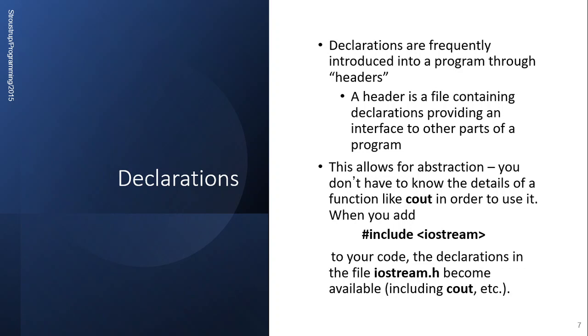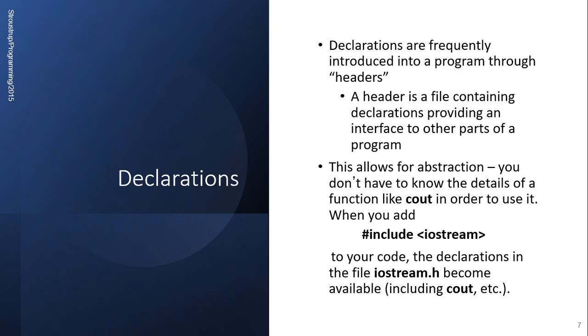You don't necessarily need to know how that function works. So when you write a directive like this, hash include iostream, the iostream.h header file located on your hard drive, and all the declarations in this file, are copied and pasted into your source code.